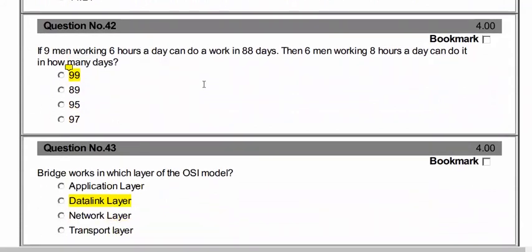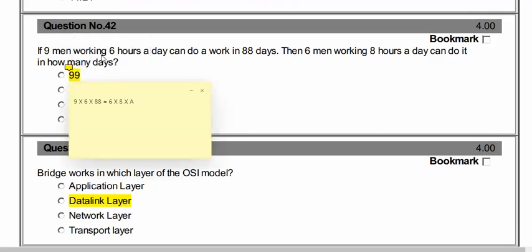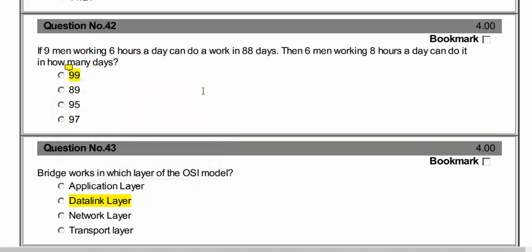If 9 men working 6 hours a day can do a work in 88 days, then 6 men working 8 hours a day can do it in how many days? Option A is right, 99. That is 9 into 6 into 88 is equal to 6 into 8 into x. By calculating this equation, the value of x will be the answer.